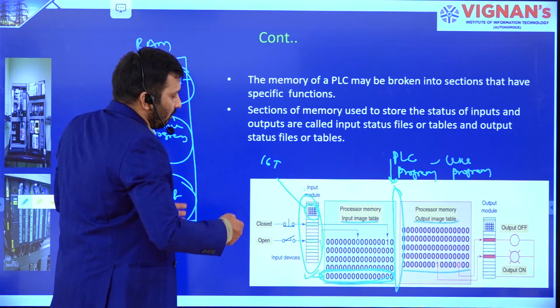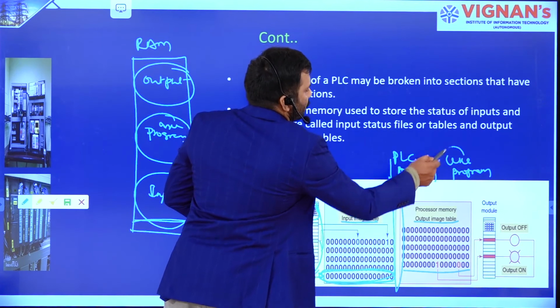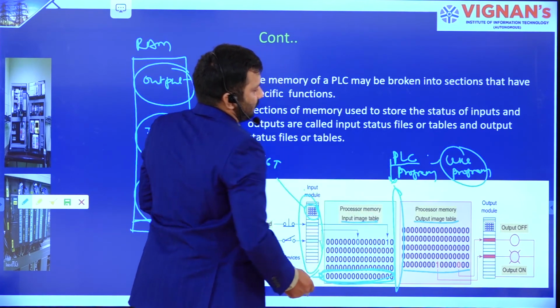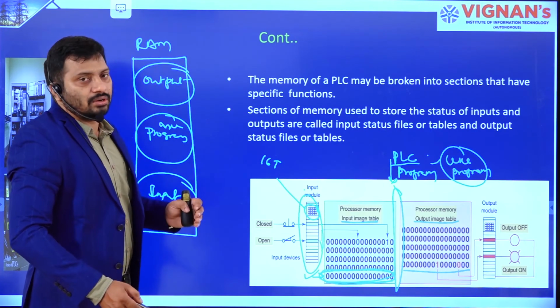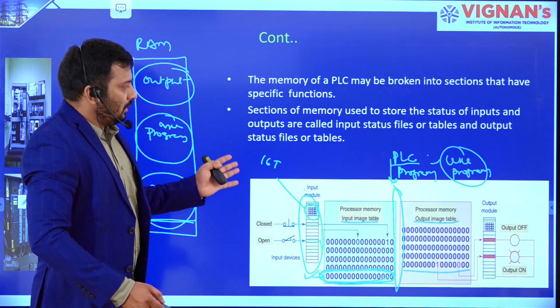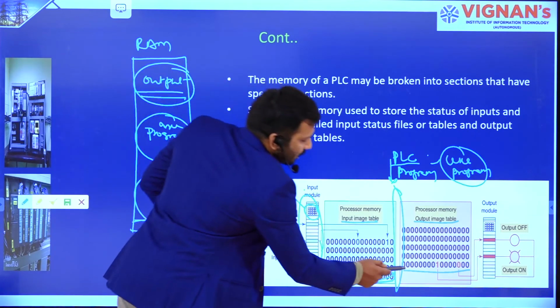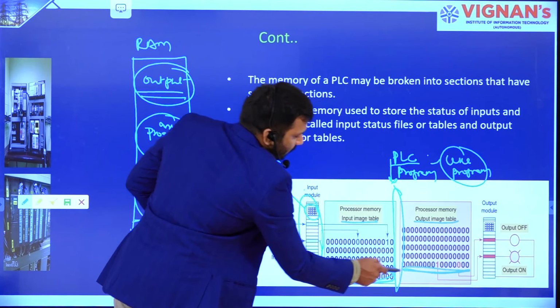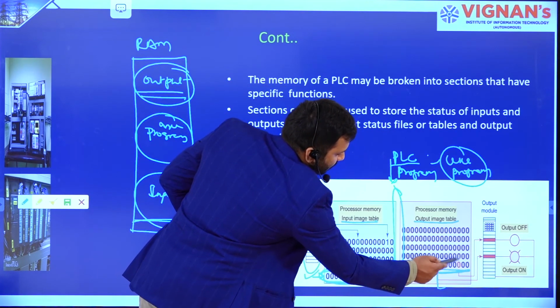Then what will happen? This input data is acting like input to the user program present in the PLC. That is going to be executed. Then it is going to update the output image block. Here we have this updated. So except for this particular one, all are going to be zeros. That means what?